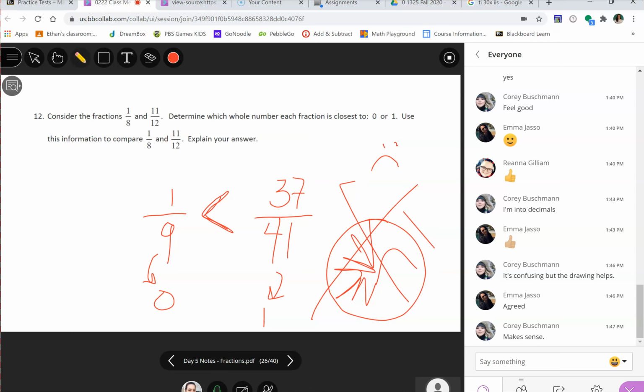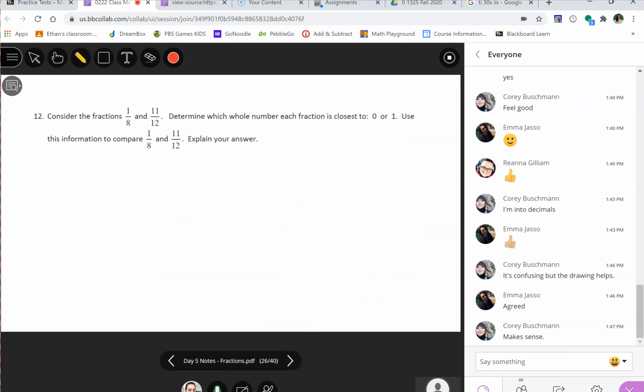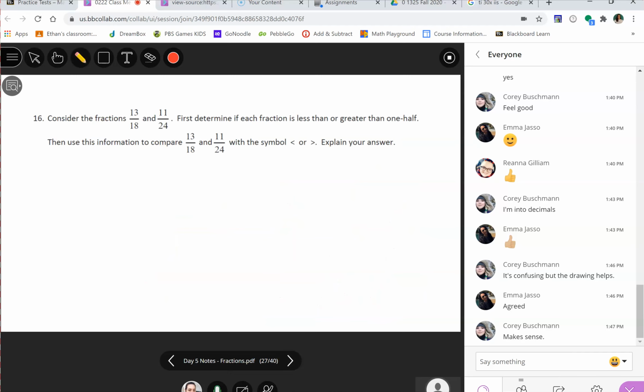Okay, cool. Another number sense thing they're going to show you with fractions is to have you compare them to 1/2. For this example here, number 16, if I have 13 out of 18 and 11 out of 24, we're not going to compare to 0 and 1 now, because these are closer together, so it's harder to see whether it's closer to 0 or 1. They're going to have you compare to 1/2.